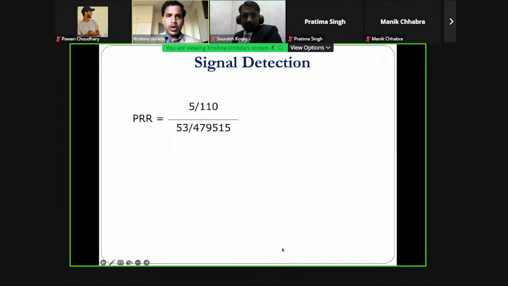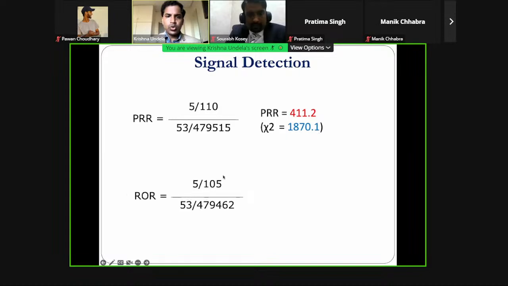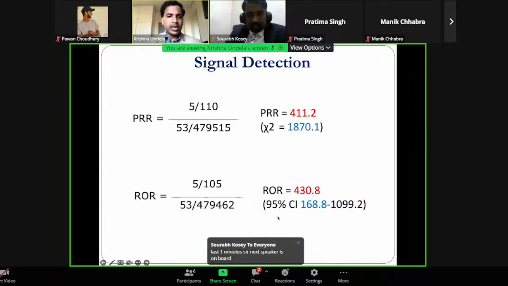Once we incorporate all these values in the formula, the PRR value we got here is 411. Along with that, if you apply the formula for chi-square by using these 4 values, we can get the chi-square value as well. The chi-square value here is 1870.1. And the reporting odds ratio, if you incorporate all the values here, we got 430.8. Along with that, we can get the confidence interval if you use the formula for it.